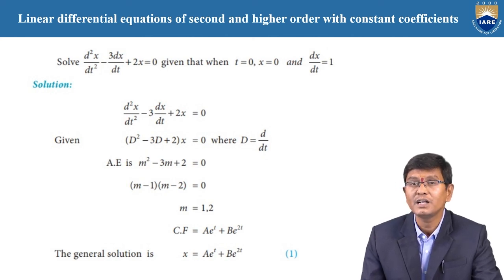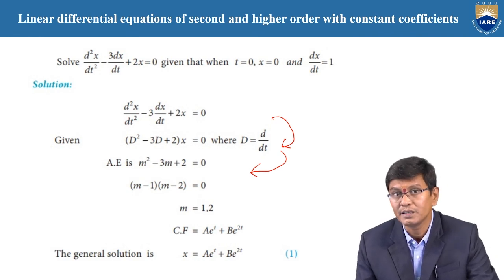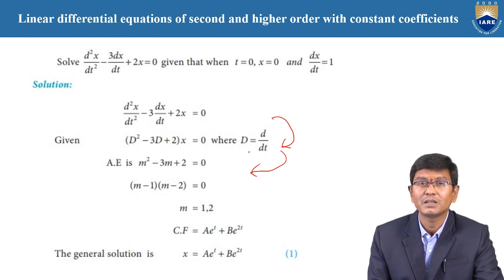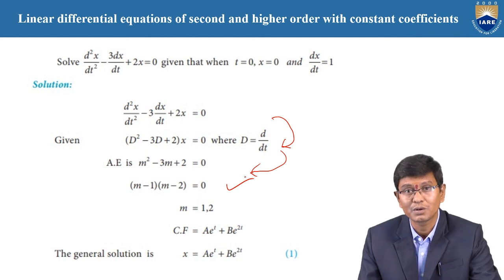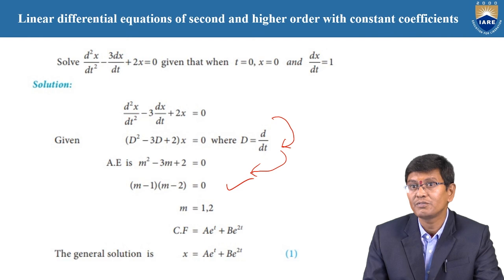First of all, we need to write the operator form, and after that the auxiliary equation. That means D is equal to d by dt and D is equal to m. Therefore, m square minus 3m plus 2 is equal to 0. By solving, you obtain m is equal to 1, 2, and these are also different roots. Therefore, you treat it as either A e power t plus B e power 2t, or x is equal to C1 e power t plus C2 e power 2t.